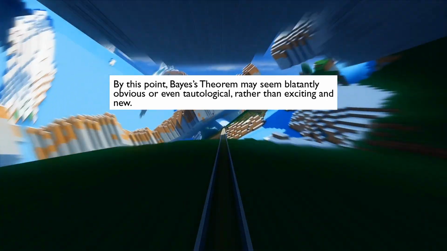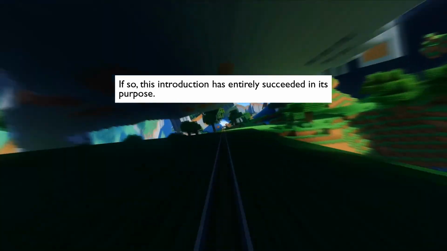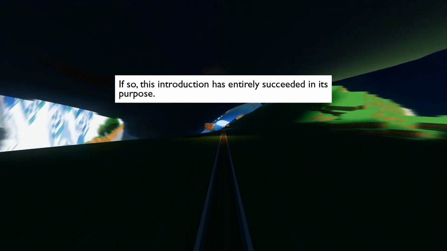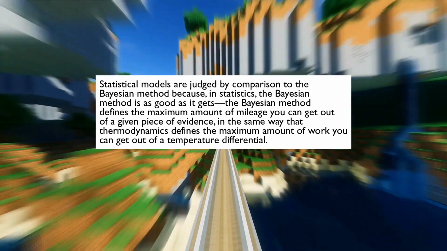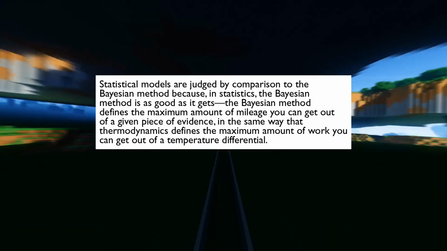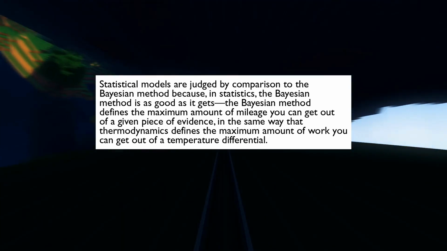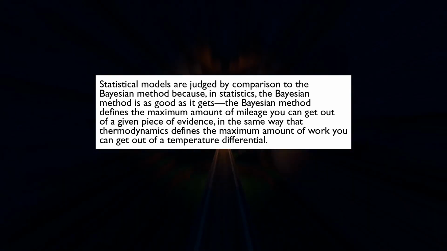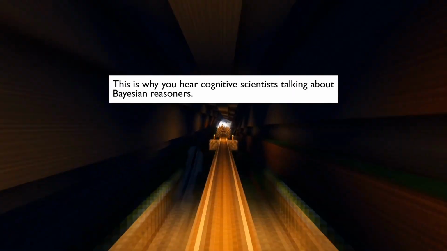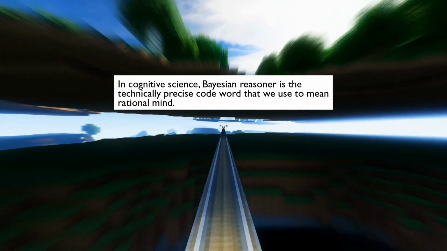By this point, Bayes' theorem may seem blatantly obvious or even tautological, rather than exciting and new. If so, this introduction has entirely succeeded in its purpose. Bayes' theorem describes what makes something evidence and how much evidence it is. Statistical models are judged by comparison to the Bayesian method because, in statistics, the Bayesian method is as good as it gets. The Bayesian method defines the maximum amount of mileage you can get out of a given piece of evidence, in the same way that thermodynamics defines the maximum amount of work you can get out of a temperature differential. This is why you hear cognitive scientists talking about Bayesian reasoners. In cognitive science, Bayesian reasoner is the technically precise code word that we use to mean rational mind.